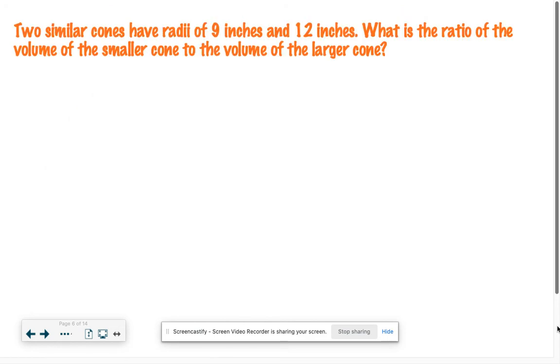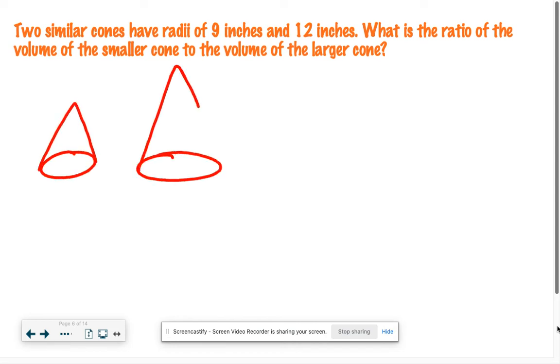Okay, this next part is going to remind you of last chapter, or I hope it does. It says two similar cones have radii of 9 inches and 12 inches. What is the ratio of the volume of the smaller cone to the volume of the larger cone? If you're a picture person, here's my cone. Here's my other cone. The smaller one has a radius of 9. My bigger one has a radius of 12.